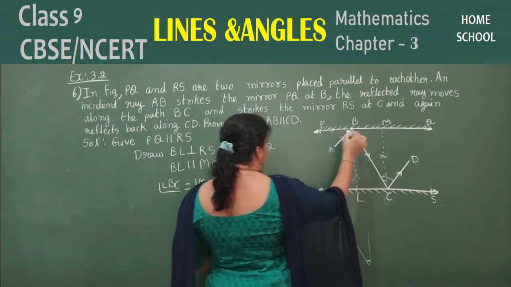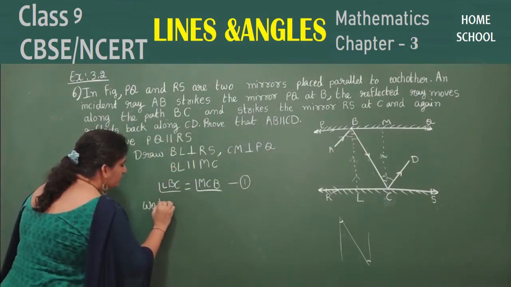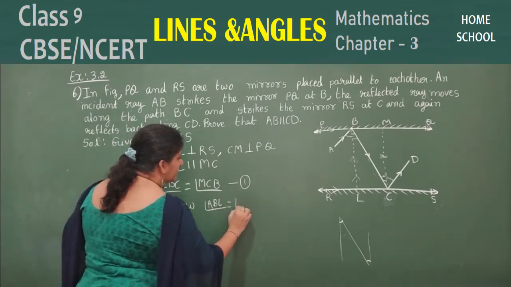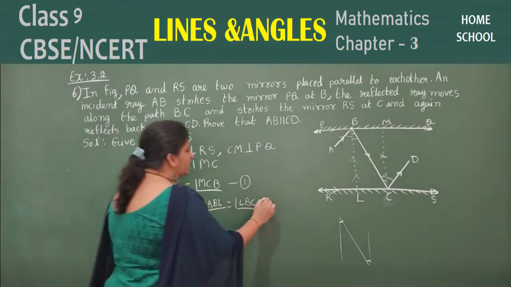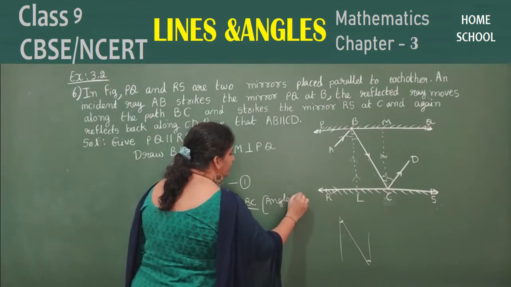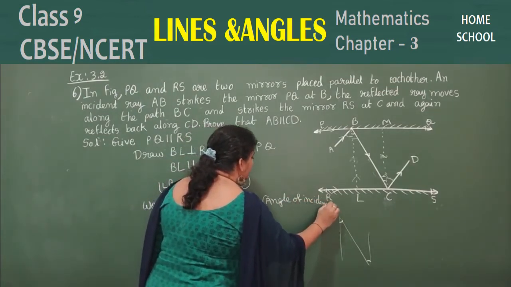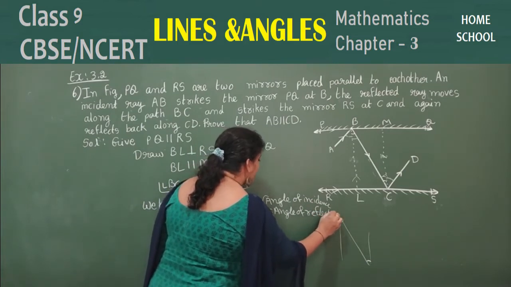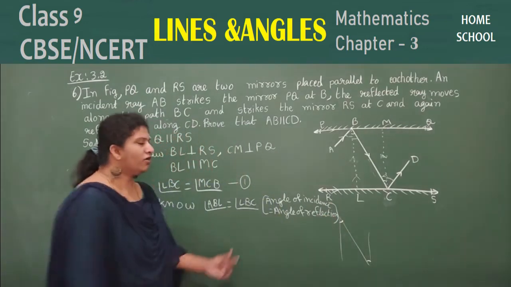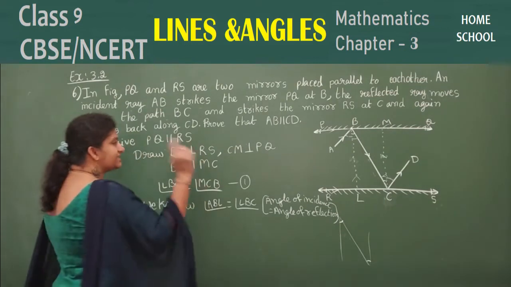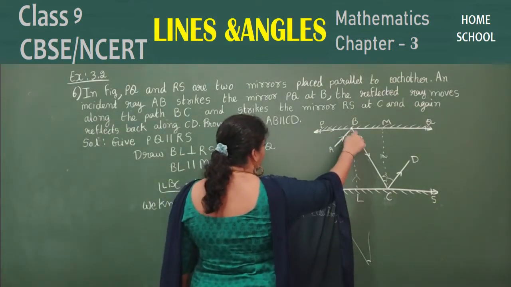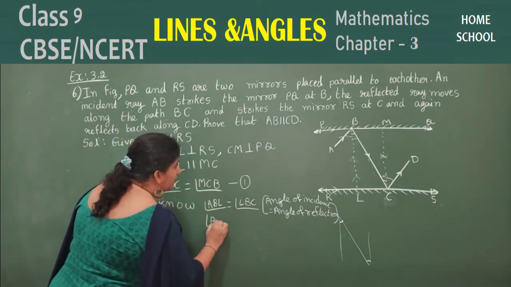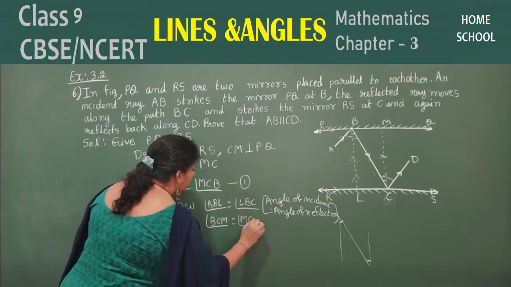Now look here again. What do we know? Angle ABL is equal to angle LBC. What is the reason here? Angle of incidence is equal to angle of reflection. See, incident ray and reflected ray are equal. In the same manner, this becomes angle of incidence and that becomes angle of reflection. That will be angle BCM is equal to angle MCD.